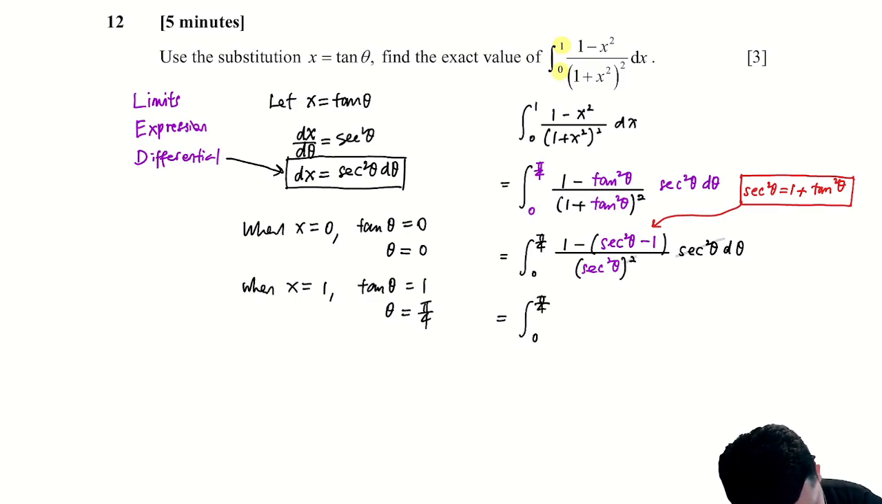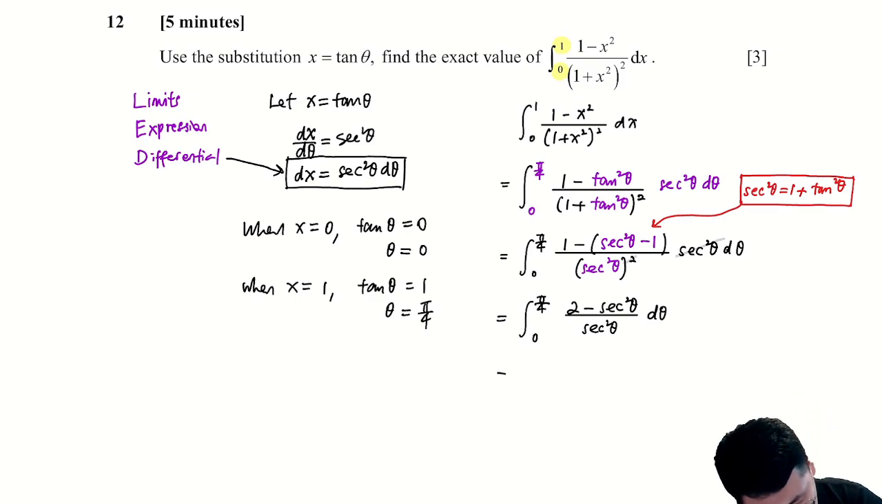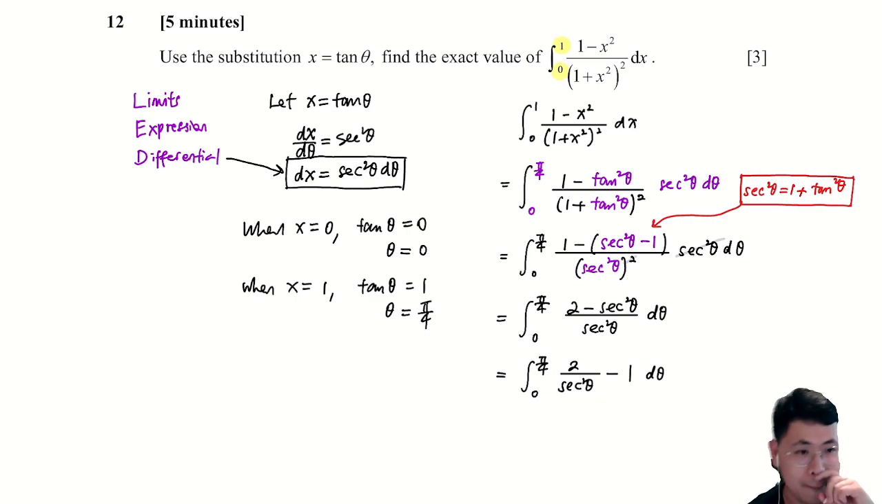Okay, so I will have the integral of (2 minus secant square theta) divided by secant square theta d theta. Now it doesn't really mean much like this, so let's try to separate it out. I will separate this out from 0 to pi over 4. Separate meaning 2 over secant square theta minus secant square over secant square, which will give me just a 1.